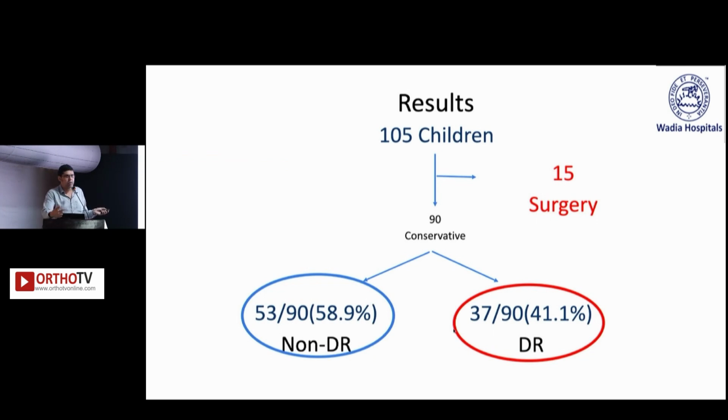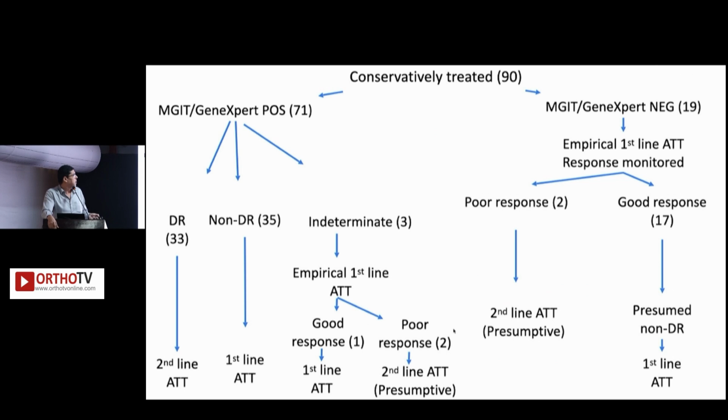So, this is actually a series of 105 patients. It has been accepted at the SRS IMAS meeting this year. Dr. Tausif, who is one of our fellows, will be presenting it. Out of this, we had a large series, almost 90 patients who were treated conservatively, of which 58% were non-drug resistant and 40% were drug resistant. So 41% drug-resistant tuberculosis is what we are seeing right here. And we had 4 patients of XDR.